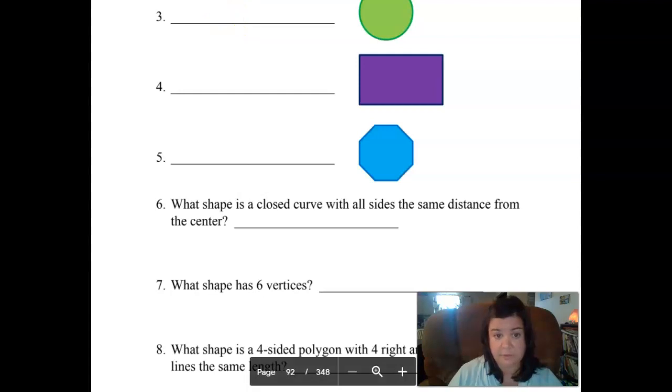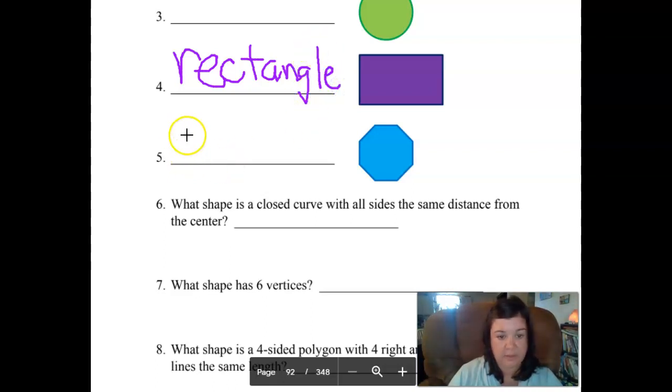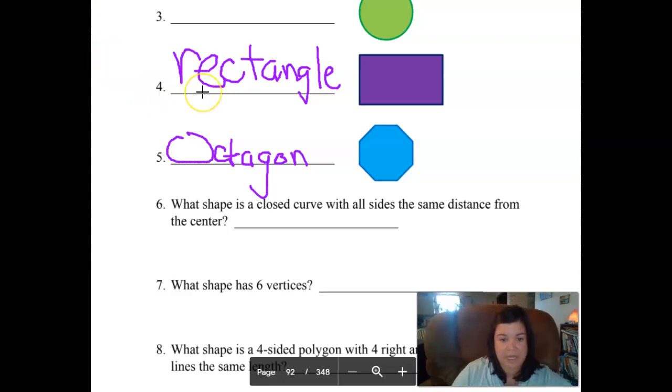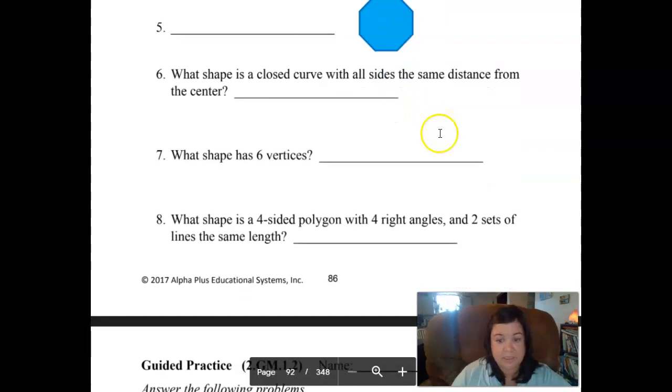Hey, do you have those? Let's see. This one is a rectangle, isn't it? Okay, and this one is an octagon. Is that what you got? Your answer, you should have a rectangle and an octagon here. Okay, let's look at these.